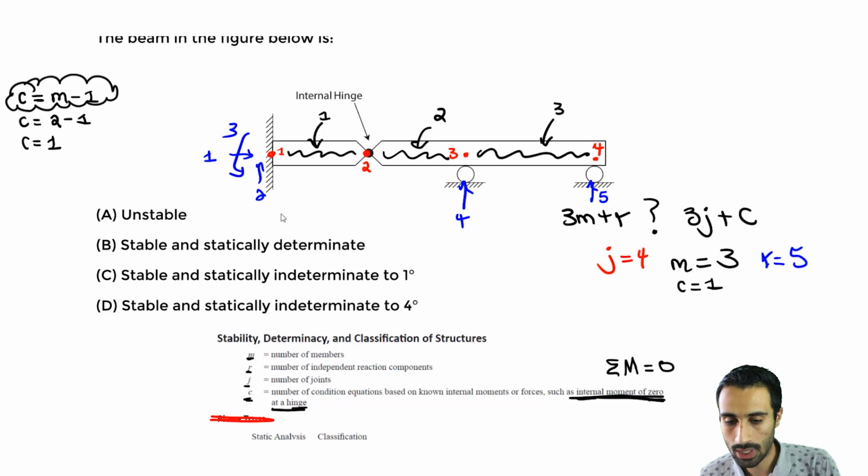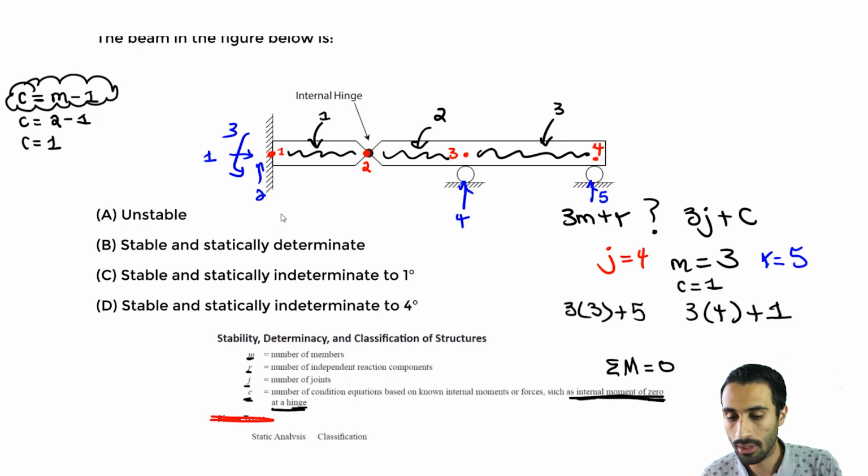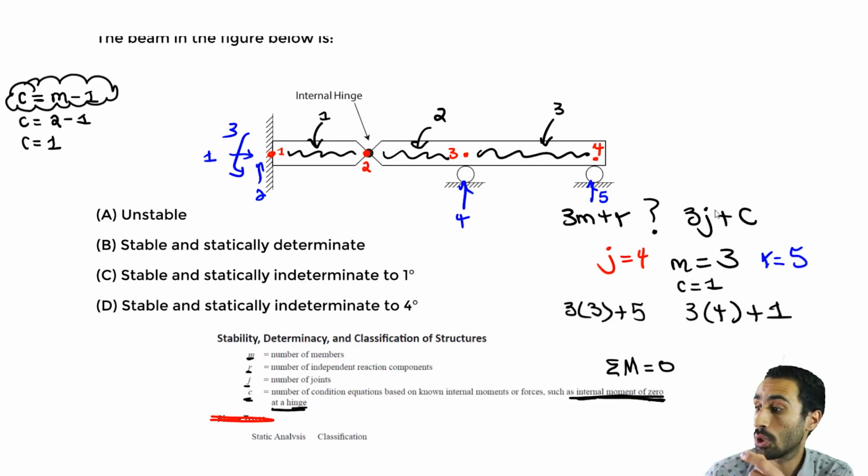So now let's start plugging stuff in. So we do 3m. M is going to be 3, plus r. So r in this case we said is 5. And we do 3 times j, which is 4, plus 1. So 3 times 3, so we do 9 plus 5. And when you do that, you should get a value of 14. This would be 14. 3 times 4, 12, plus 1 should be 13.